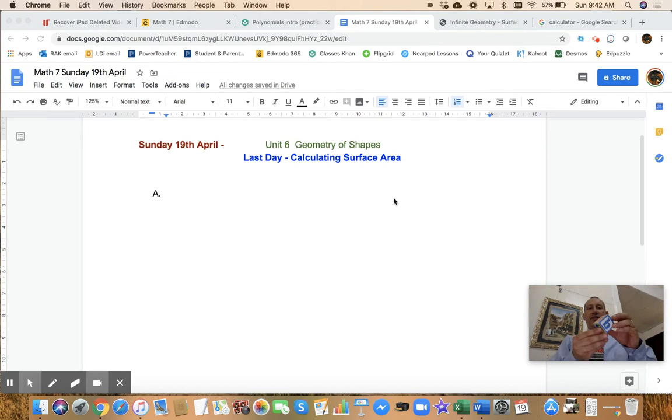Thanks to my son. Guess what this is? This is a cube. All the sides are the same length. If you have a dice, it might be good to pause the video and get a dice, or some kind of rectangular prism as well, because we're also going to be calculating surface area of rectangular prisms.